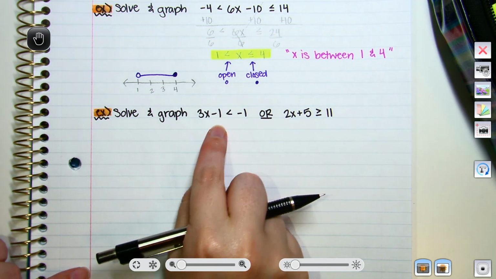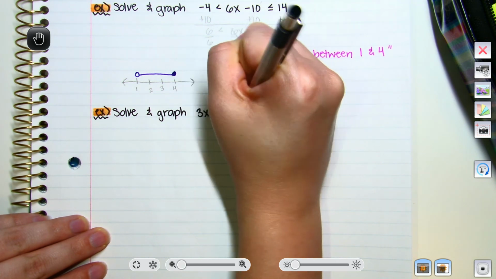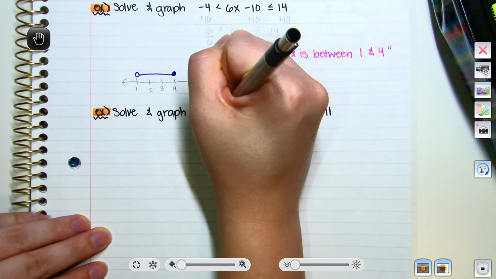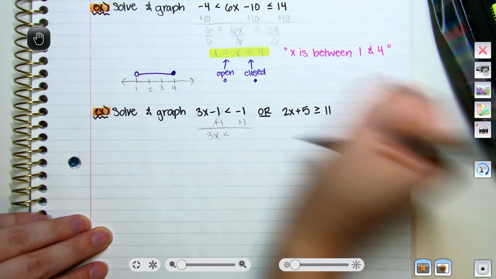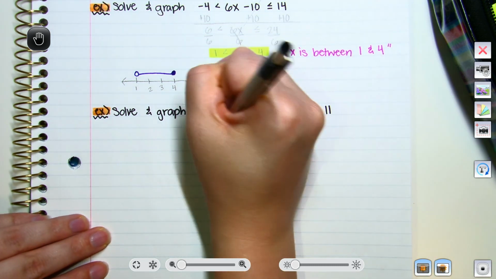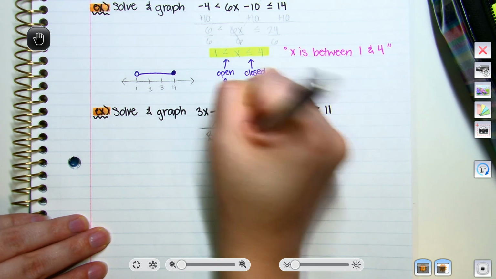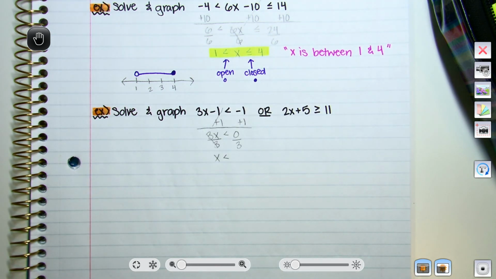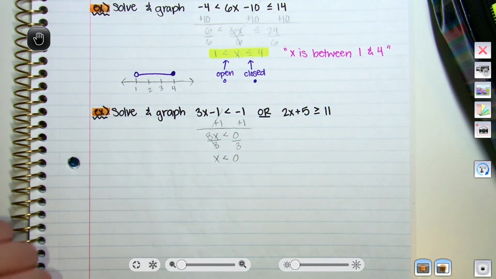All right, so let's look at just this one over here on the left. First thing I'm going to do, add 1 to both sides. 3x is less than 0. And then we'll divide both sides by 3. What is 0 divided by any number? 0 divided by anything is 0. So that's half of our answer.